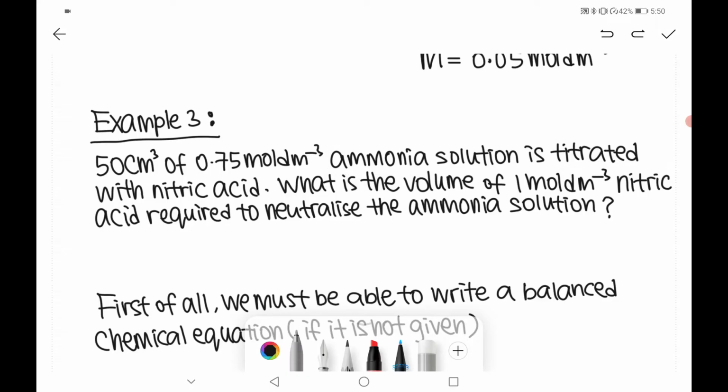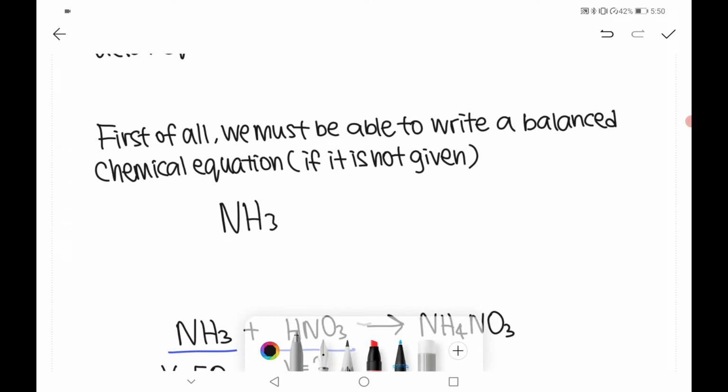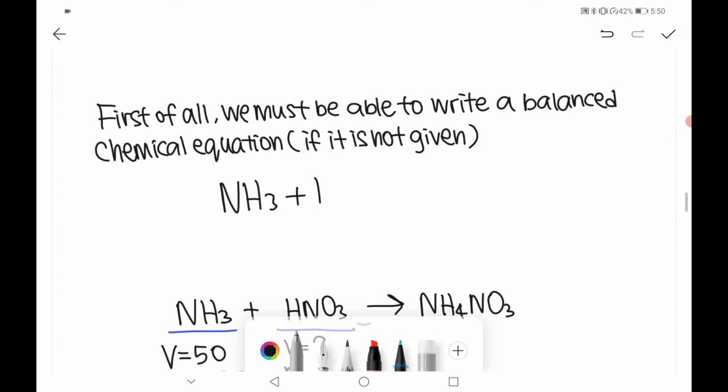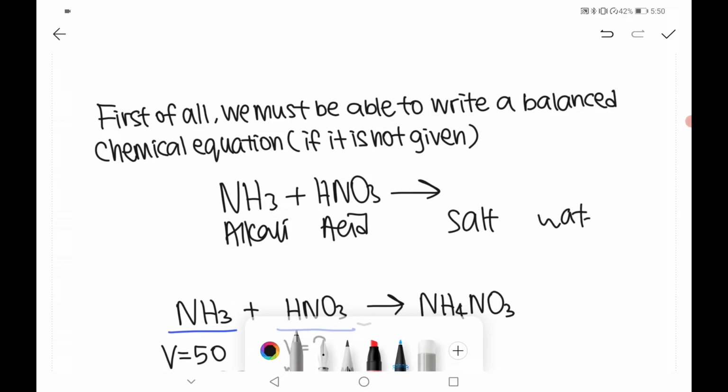Ammonia, it's NH3. Ammonia would react with nitric acid, which is HNO3. So when ammonia reacts with acid, what happens? Ammonia is an alkali, nitric acid is an acid. When acid reacts with alkali, you should get salt and water. But I mentioned in lesson number 4, if the alkali is ammonia, the final product doesn't have water. If the alkali we use is ammonia, we don't get water in the end.